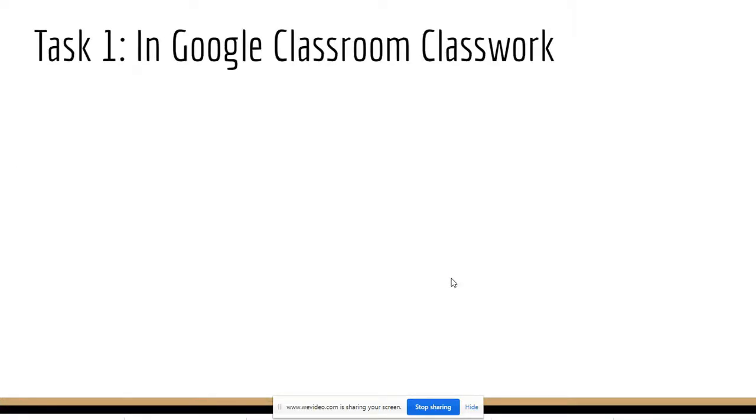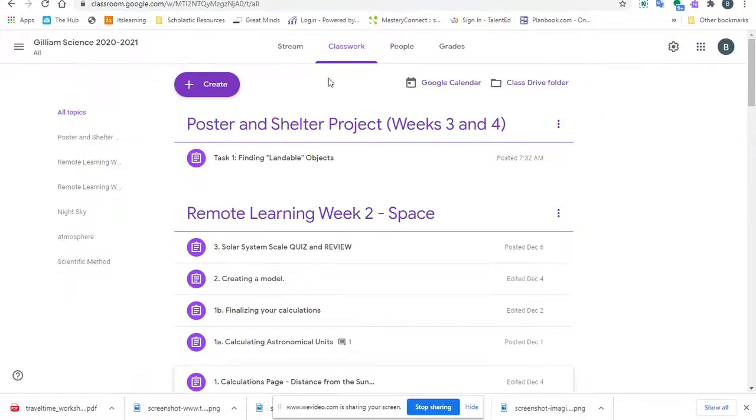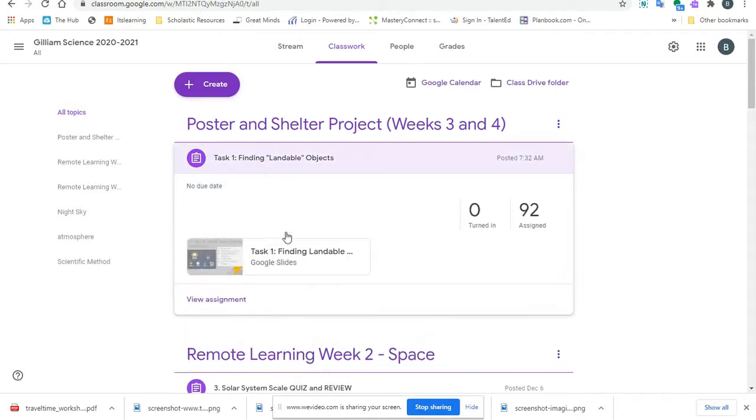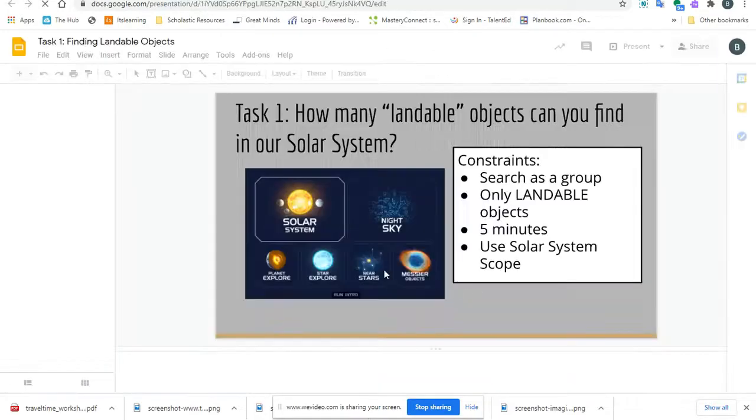So we're going to talk about task one, and task one is in Google Classroom classwork. And that is what you're going to complete today. You are going to work on task one, Google Classroom classwork. Let me show you where that is. When you go there, you're going to notice it says Poster and Shelter Project weeks 3 and 4. And right now there's only one task, task one. And if you click on this, this is your task.